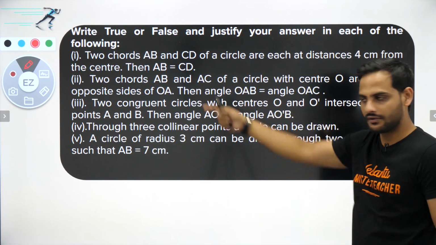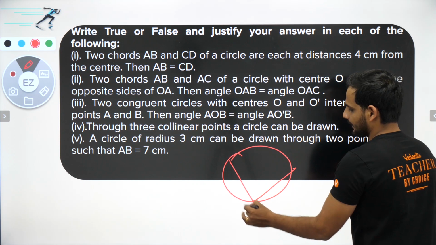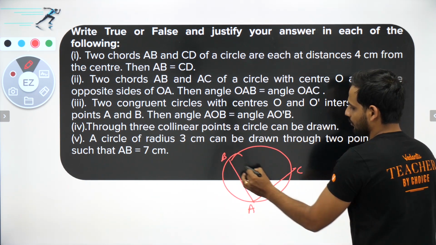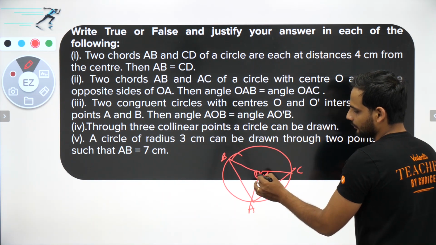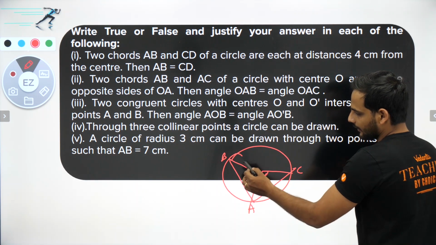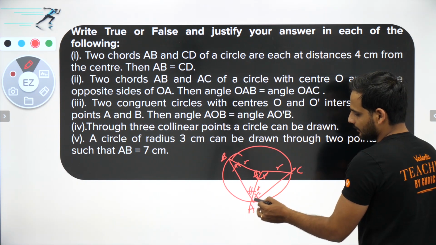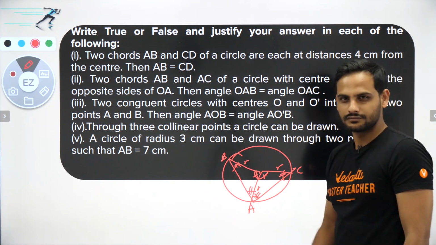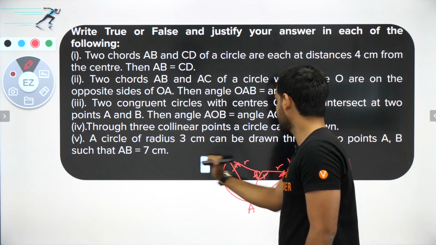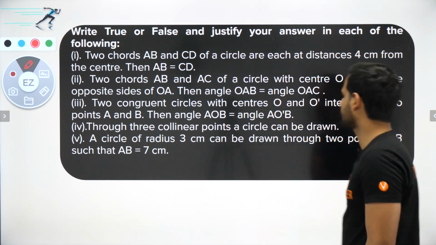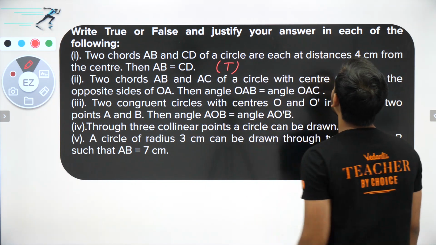If the chords were equal, with O, A, B, C, then when the chords are equal, the angle subtended by them at the center is also equal, correct? And then this is an isosceles triangle because both sides are equal to the radius. So these angles will be equal to each other, and these two are also equal. So for this to be true, the chords have to be equal, but in the statement nowhere is it given that the chords are equal. So I will say this statement is false.